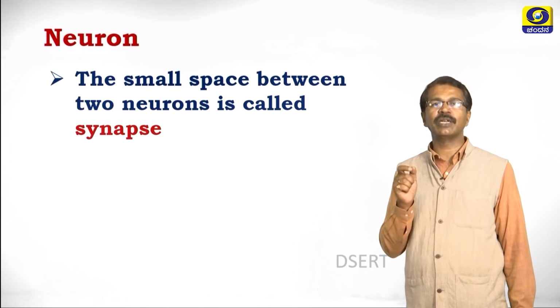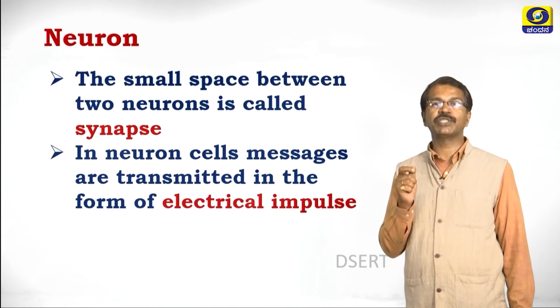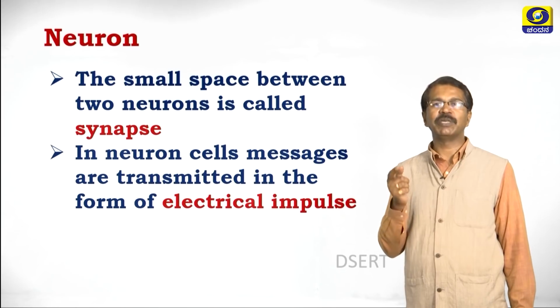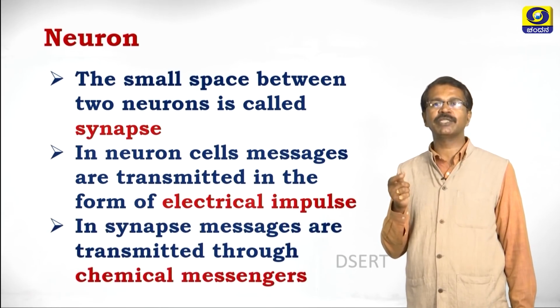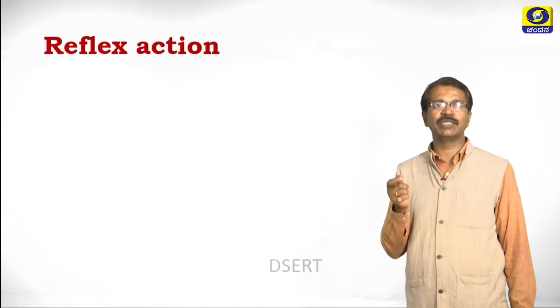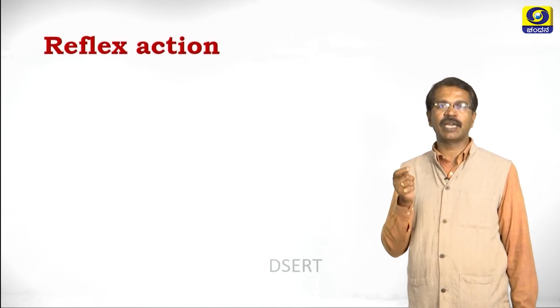In the examination, you can definitely expect such kind of questions. So, as I mentioned, in the neuron cell, messages are transmitted in the form of electrical impulse, whereas in the synapse, messages are transmitted through chemical messengers. That chemical messenger is acetylcholine.